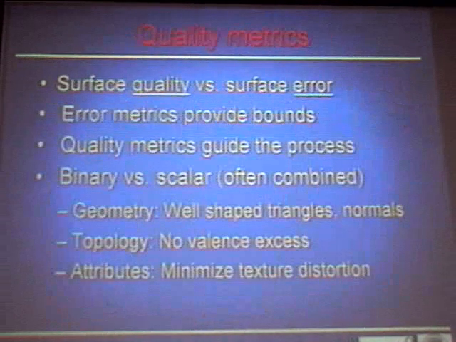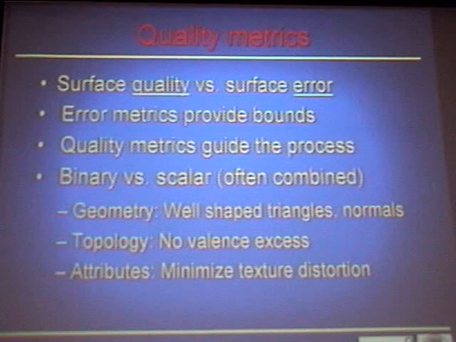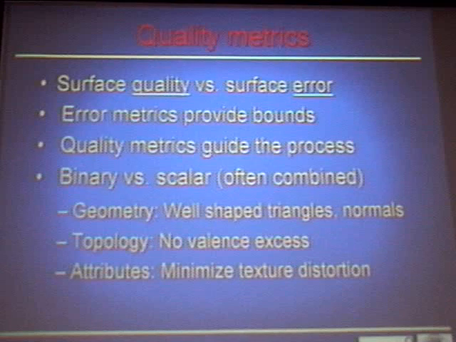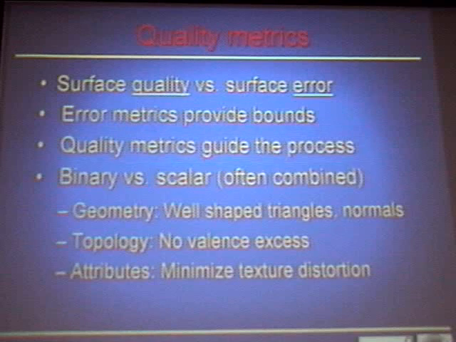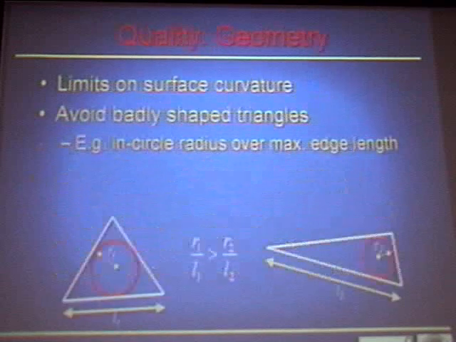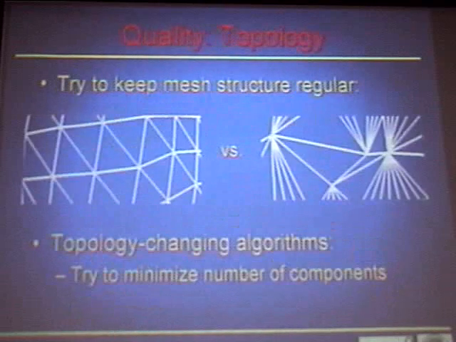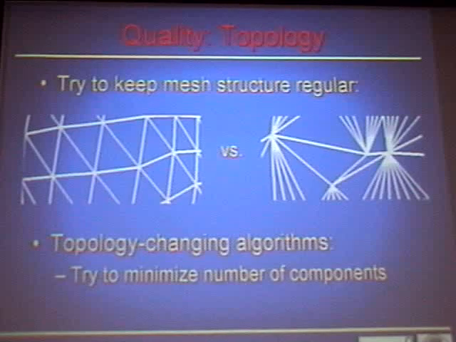And quality metrics, the third ingredient, are used to control the geometry, well-shaped triangles, bounds on the normals, the topology, no excessively high valences, or we could try to minimize, for example, texture distortion by these attributes. So I don't want to go into details here.